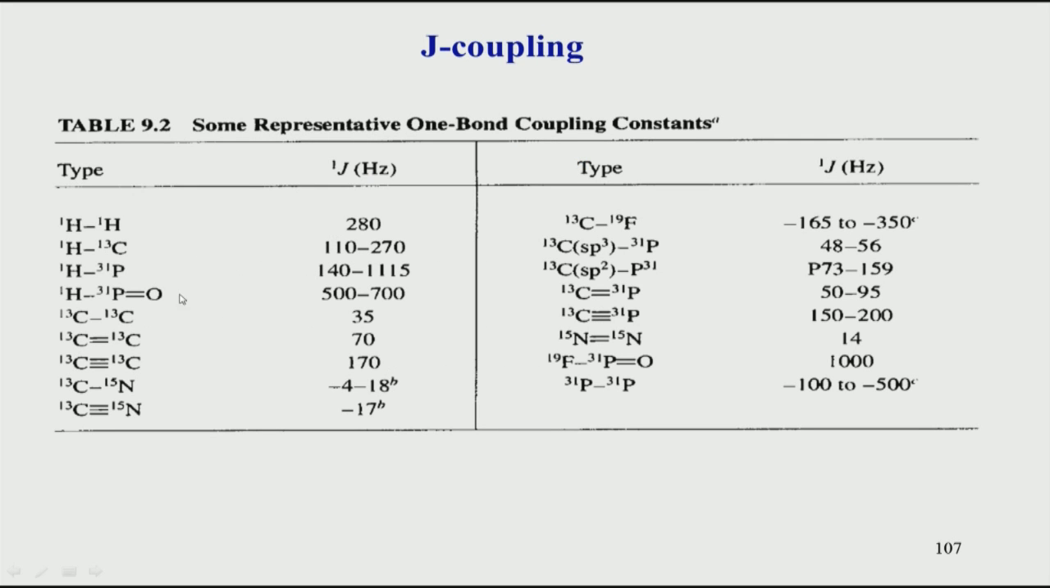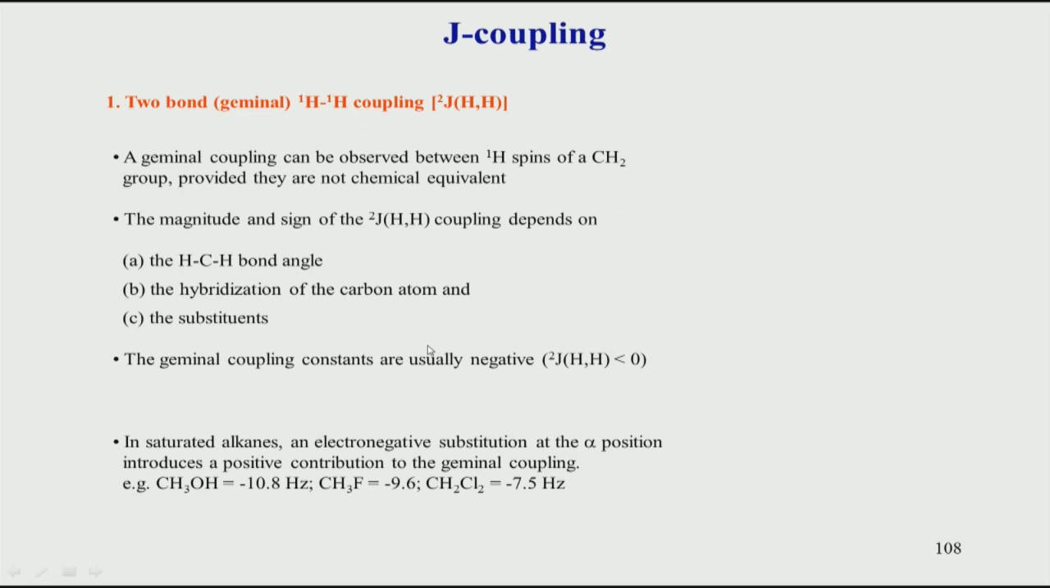Typical coupling values are given here, and these are very general values. You can see that proton to carbon is about 110 to 270 depending on a variety of factors like the hybridization state and substituents, and these are ballpark numbers. We do not have to go into detail, but this gives you an idea of the different values. The hydrogen couplings, the vicinal and geminal, are not listed here; that will come up in the next few slides.